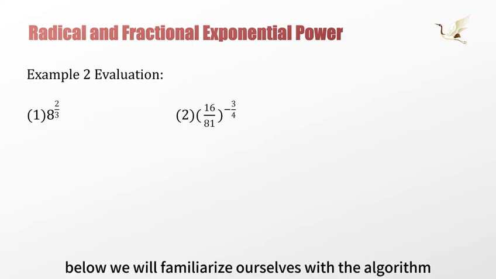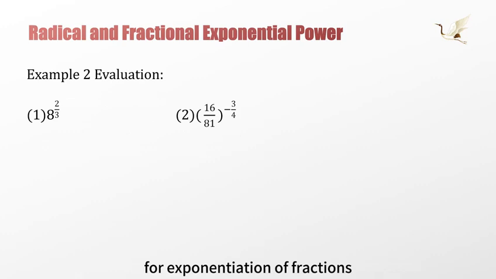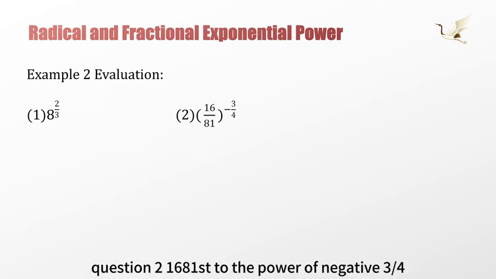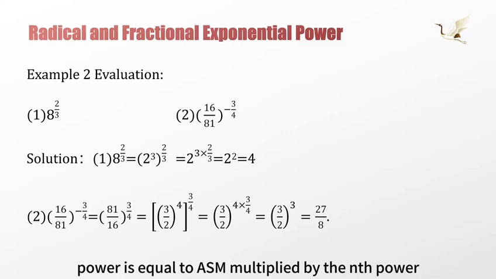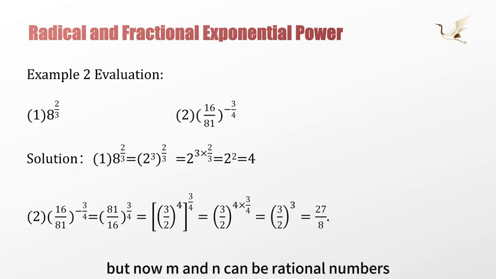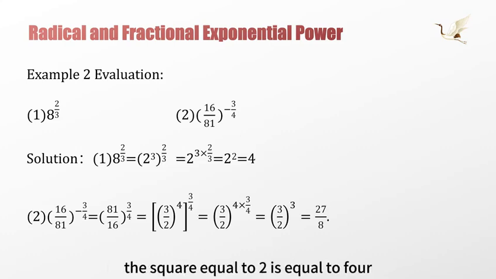Below, we will familiarize ourselves with the algorithm for fractional exponentiation that we have just learned through some questions. Question 1, 8 to the power of 2/3. Question 2, 16/81 to the power of negative 3/4. Let's see, 8 to the power of 2/3. 8 can be written as 2 cubed. We still use that (a to the m) to the n equals a to the m times n, but now m and n can be rational numbers. 2 squared is equal to 4.